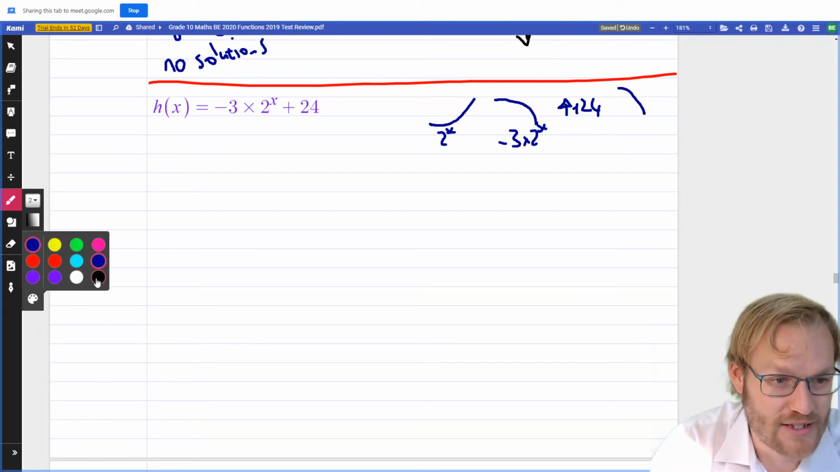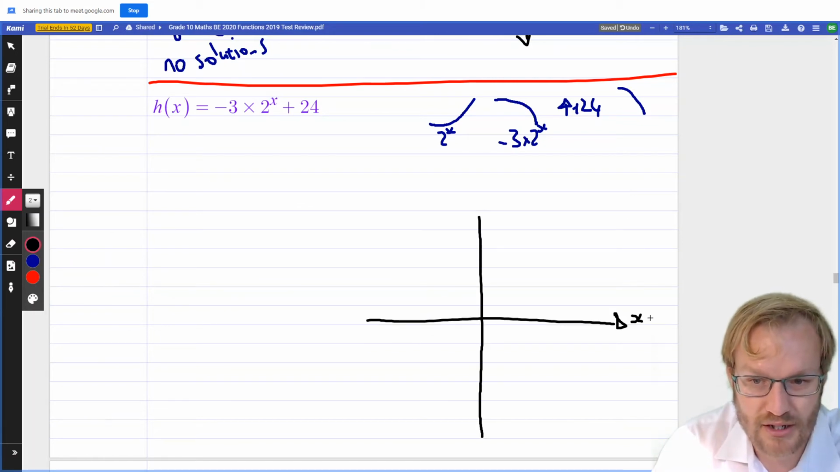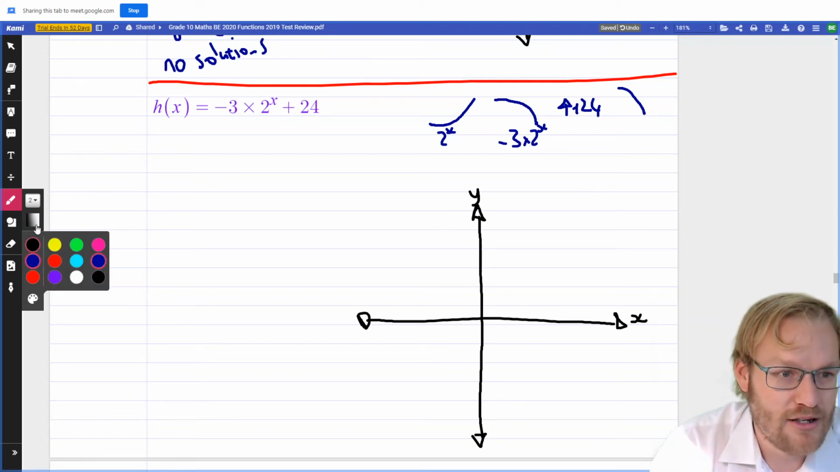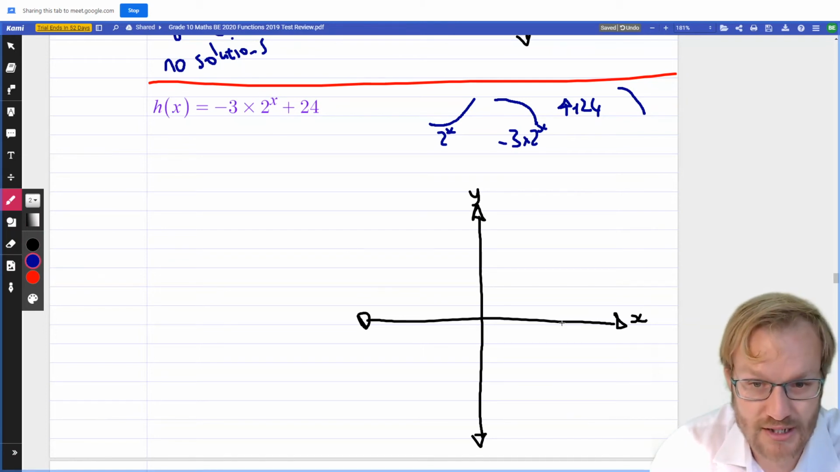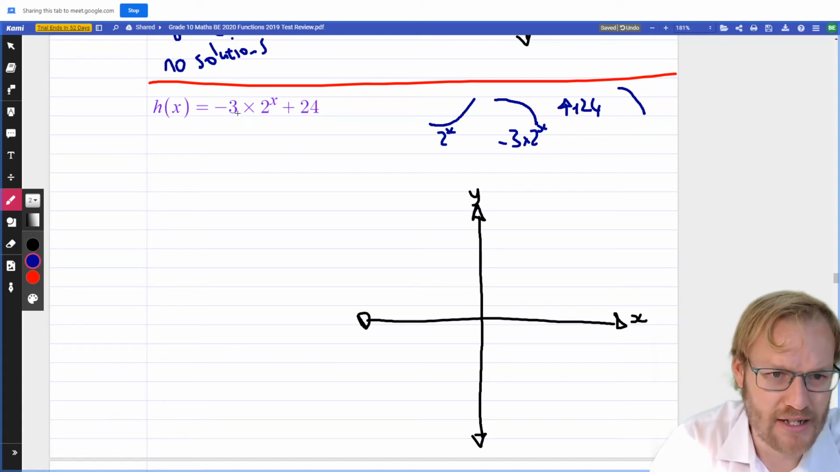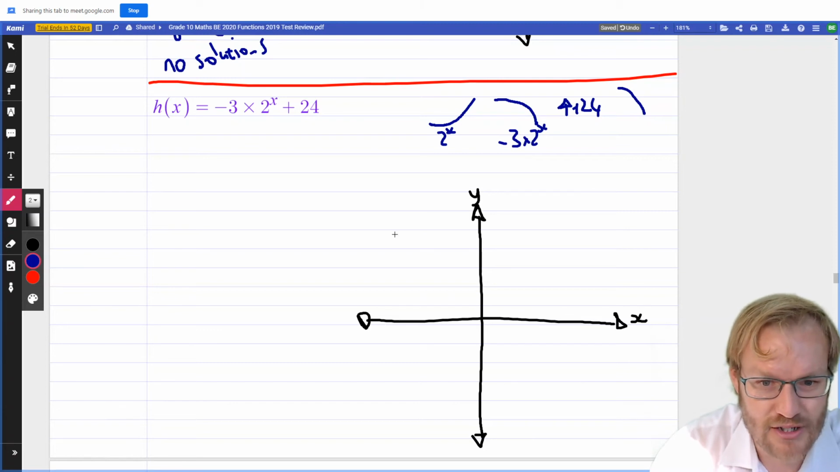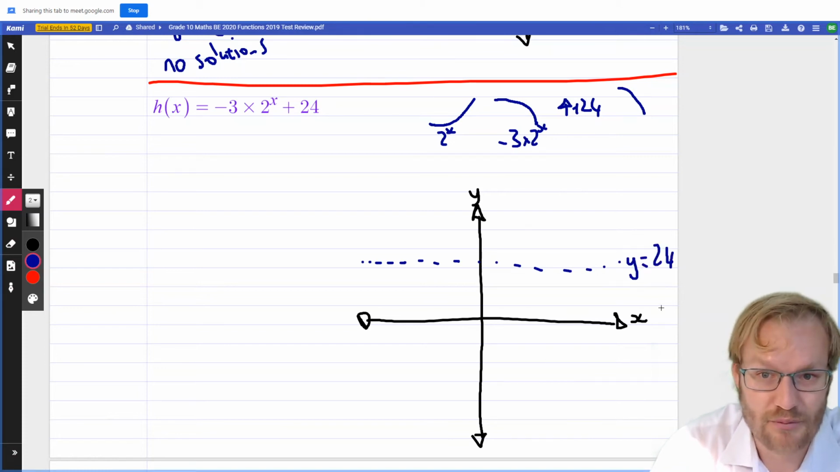So let's draw a set of axes so we've got something to start pinning our thinking to. So we've got our x-axis, our y-axis. In our general exponential function, we know there's an asymptote here on the x-axis. Multiplying that asymptote by anything isn't going to make a difference because it's not going to move up or down. It's 0, so it's not going to suddenly become 3. So here's our asymptote, and it's moved up by 24. Same as we did last time. So let's put that in. y equals 24. There's our asymptote.